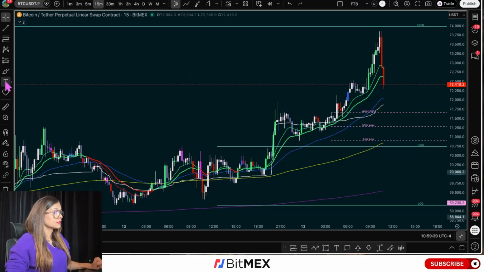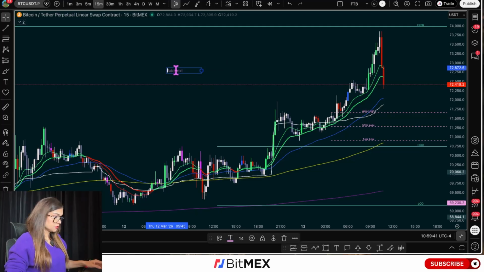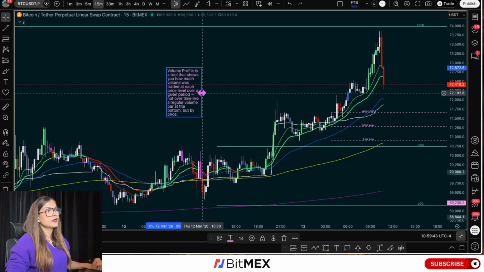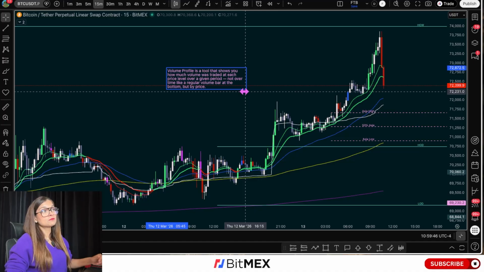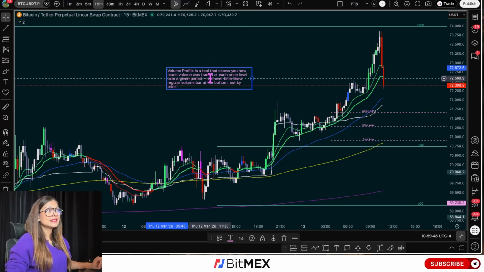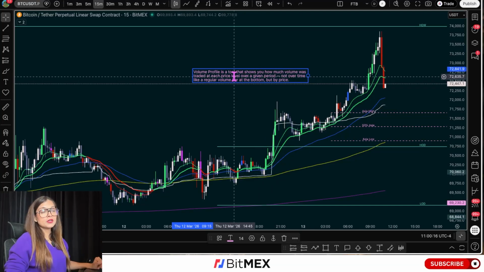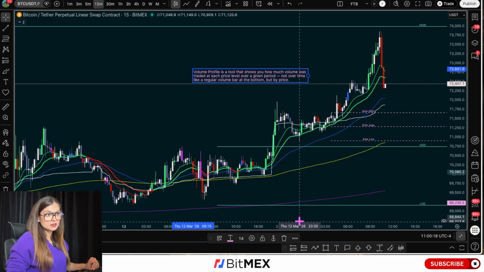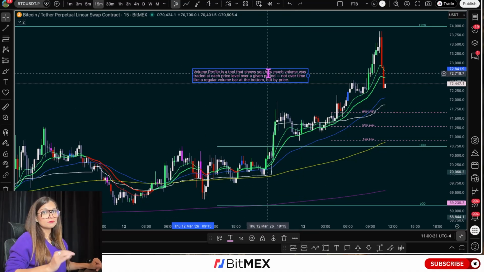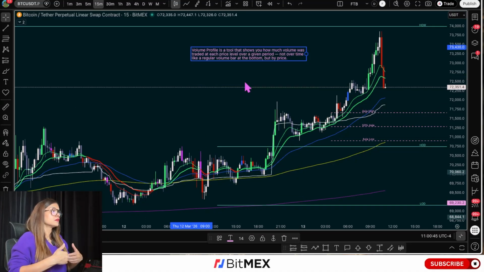Now, what exactly is the fixed range volume profile? Well, the volume profile is a tool that shows you how much volume was traded at each price level over a given period. And that can be any given period, whether it's a day, whether it's 15 minutes. We're not talking about the regular volume bar that you see under here, okay? We're talking about the volume by price. The volume profile lets you draw a specific range that you're actually looking at, where you can pick the starting point and the end point, and it'll build a distribution for exactly that window.